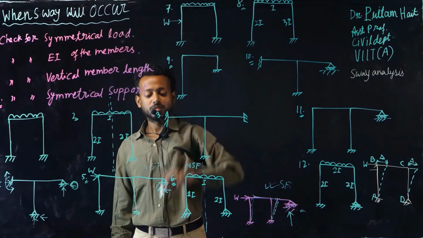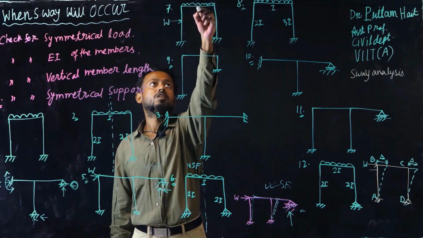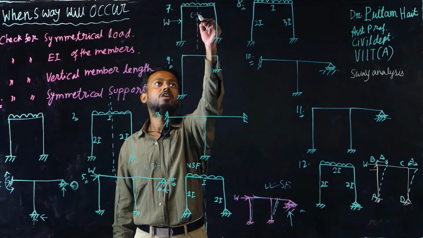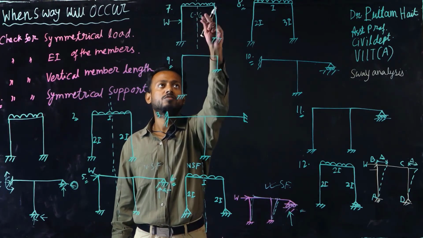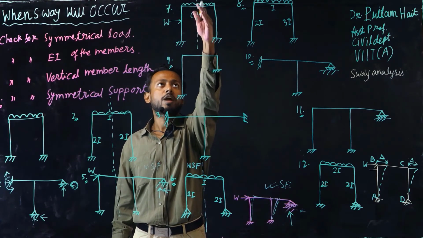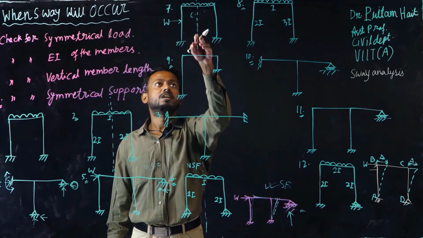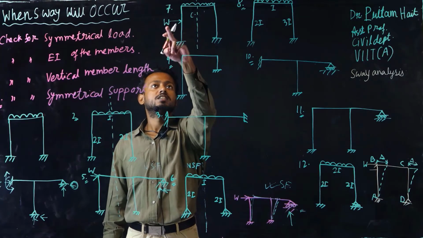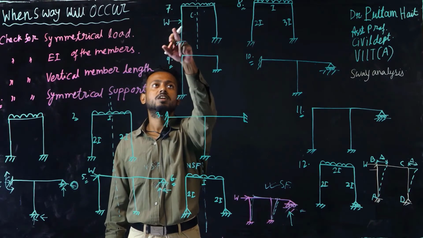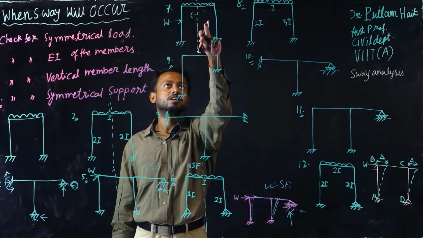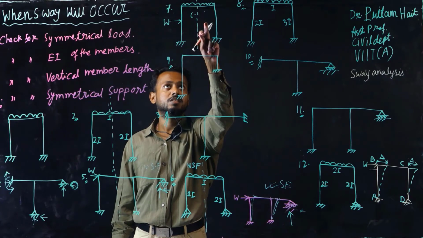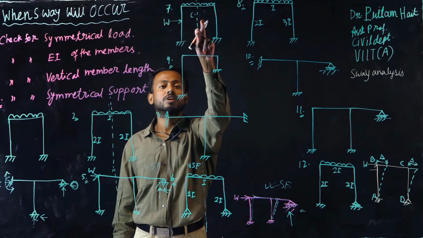See here, if you draw a cross section, this is the center of gravity, or centroid, of the frame. About the centroid of the frame, the loading is not symmetric. Due to the unsymmetric loading, the frame will sway. So this is a sway frame.